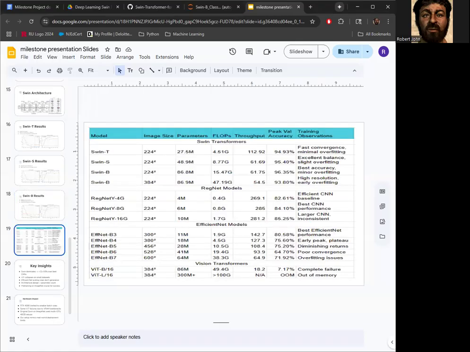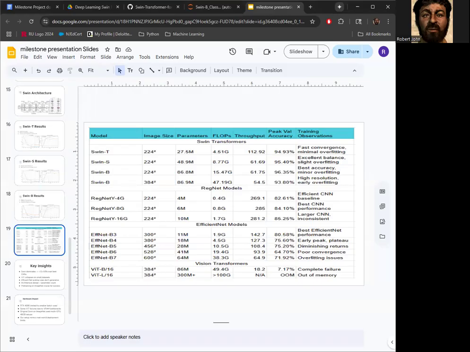And again, this table summarizes our models, the computational cost, and the peak validation accuracy. We're starting with the Swin T that gives us 94.93 accuracy with the fastest speed. And Swin S and Swin B edge slightly higher in accuracy at 95.4 and 96, but with more parameters and lower throughput. Interestingly, increasing resolution for Swin B to 384 squared didn't help. It actually led to earlier overfitting.